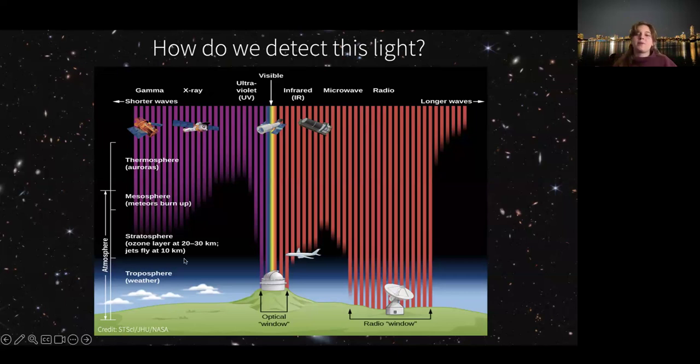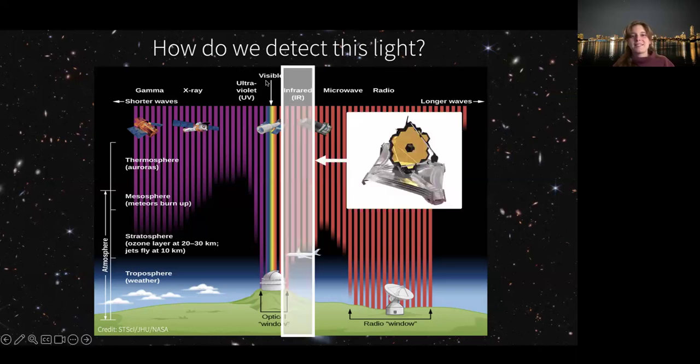So, I could be talking about this plot forever, because there are different reasons why different wavelengths don't penetrate the atmosphere, or why it's impossible to observe them from the ground. But the one band that's going to be most relevant for this is this band in the infrared, which is actually the band being targeted by the James Webb Space Telescope.